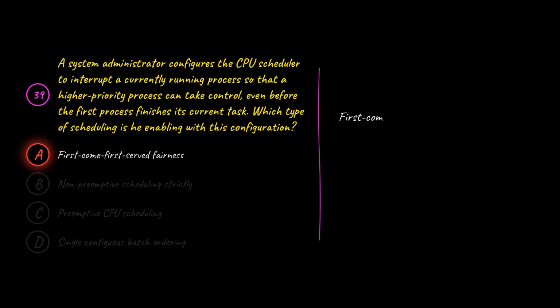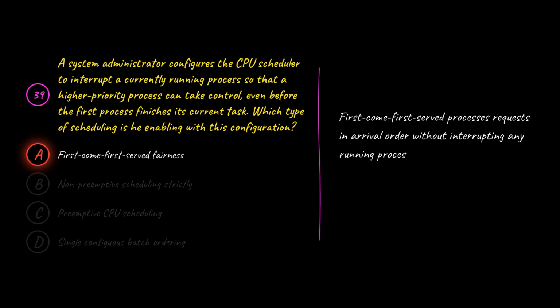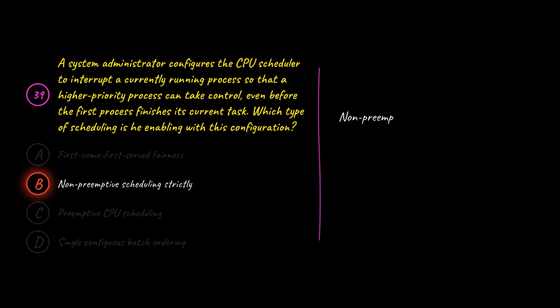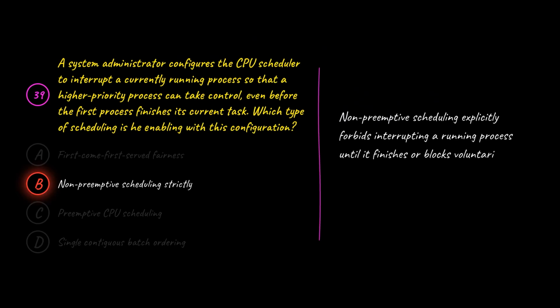A is wrong because first come first served processes requests in arrival order without interrupting any running process. This conflicts directly with the scenario where the scheduler must interrupt a running job to handle a newly arrived higher priority task. B is wrong because non-preemptive scheduling explicitly forbids interrupting a running process until it finishes or blocks voluntarily. The scenario describes exactly the opposite, where the OS does interrupt running tasks, making this classification clearly incorrect here.